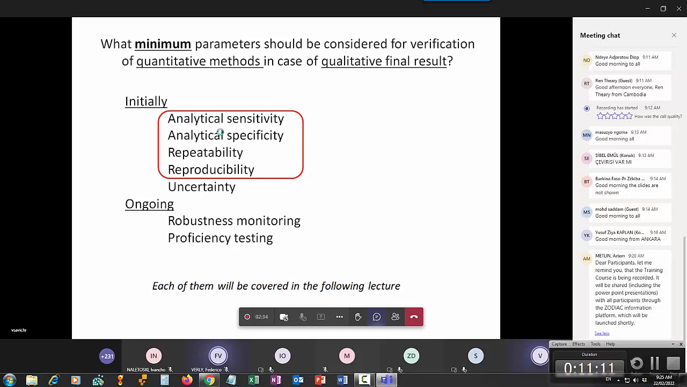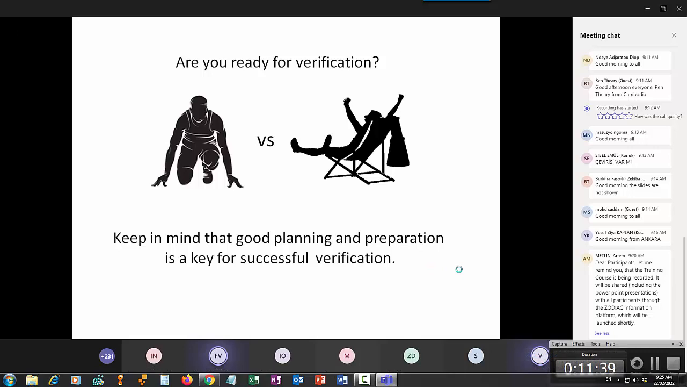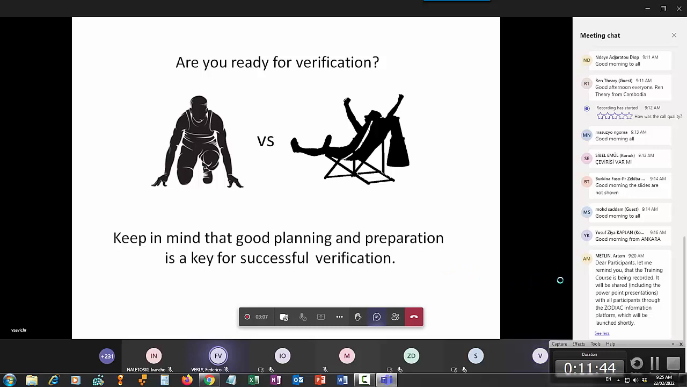Shortly, initially the minimum we have to do is these four things: analytical sensitivity and also specificity, repeatability and reproducibility. So are we now ready for verification? It is very important to keep in mind that good planning and preparation is the key for successful verification. If you have good preparation, you have done at least half of the work of your verification.